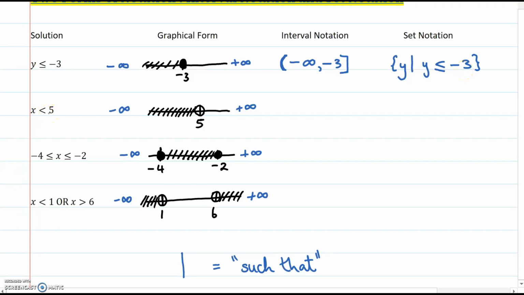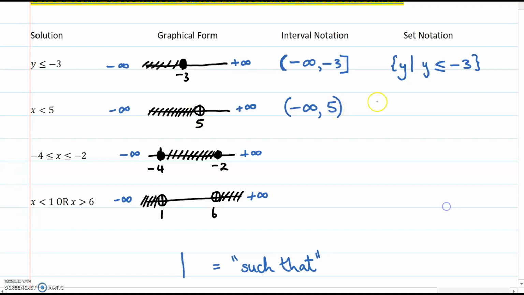Let's go to this next one. x is less than 5. Again, we're starting at negative infinity and we're going all the way up to 5. So negative infinity to 5. The difference here is that we have an open circle at 5. Open circles are just like infinities. They're not included in your answer, and to show that, we use parentheses. So our solution here includes every number up to and just short of 5, but 5 itself isn't included. That's why we use the parentheses.